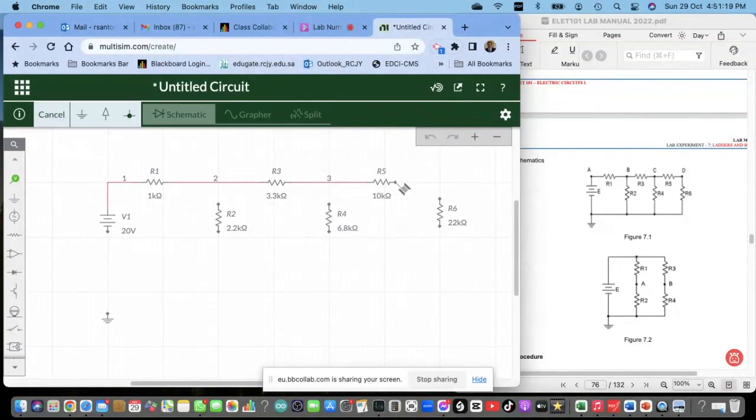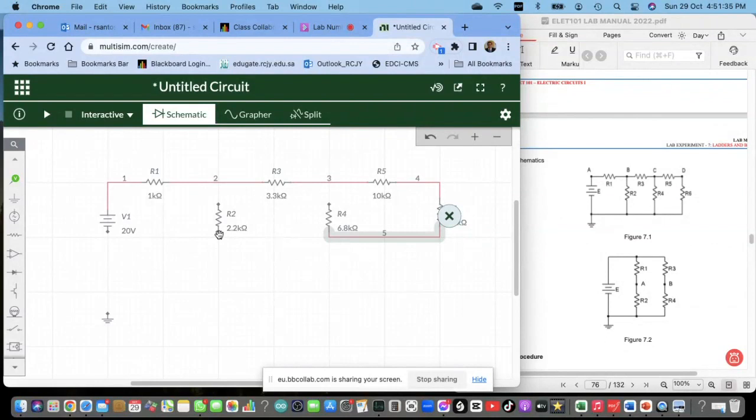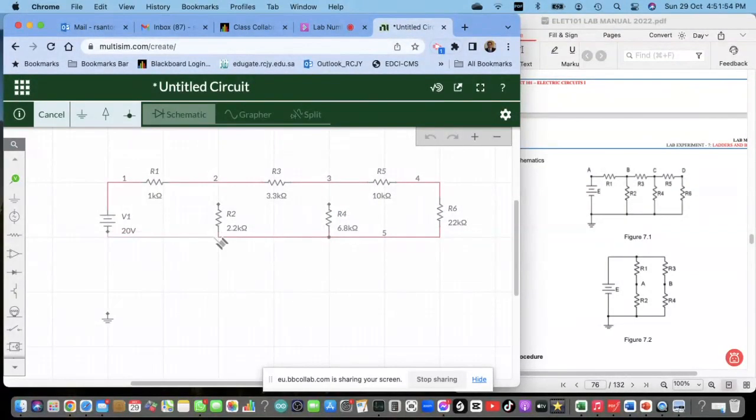Okay, so next, this one goes here, then this point goes there, then this point, where is it? Okay, this point going here, then we have here this point going to that point, then we have now this point going up there, and this one going to that point up. So now that completes the circuit. That's figure 7.1.